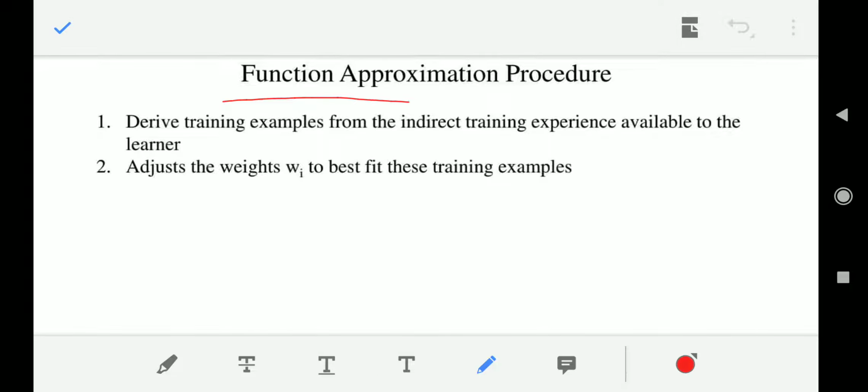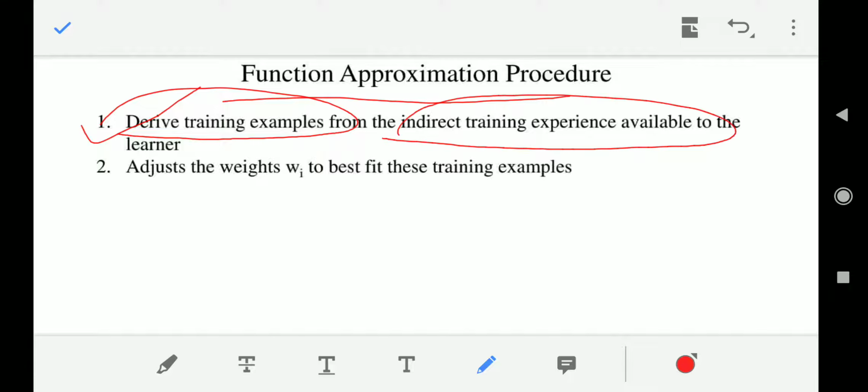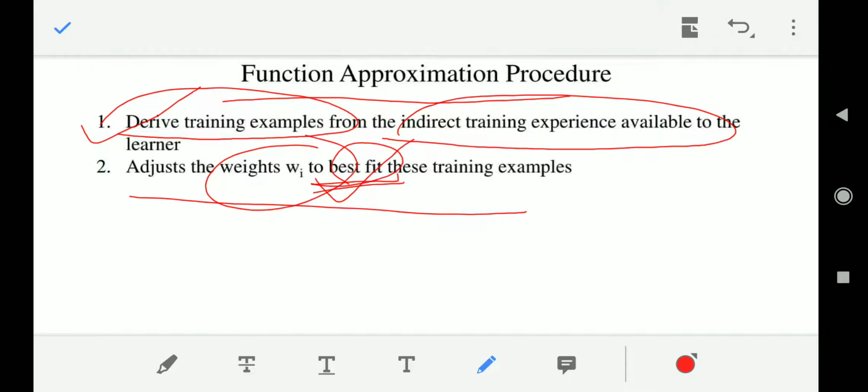So the function approximation procedure is, first thing, we have to derive the training examples from the indirect training experience. The moves are already stored. From that we have to derive the training examples. What kind of training examples we have to see and what value I should assign in between. Then adjust the weights according to that and best fit. There is one word called best fit here, which helps us to reduce the error.